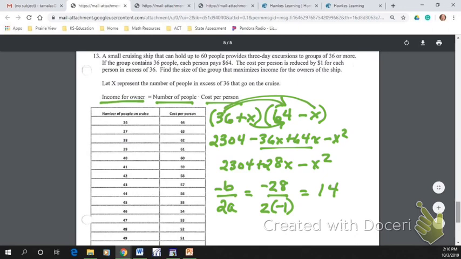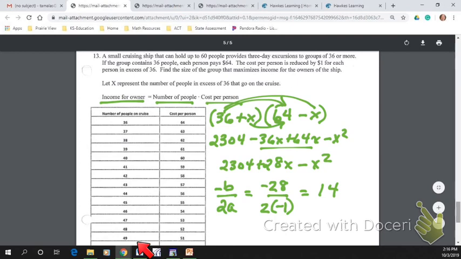Now, 14 is not the answer because they didn't ask you how many people should you add, and maybe they will. You got to pay attention to the question. This particular one says find the size of the group. Well, we started off at 36. I'm going to add 14 people, so that means the size of the group should be 50, just like you said earlier, right? Now, they may ask you, how many people should you add? If they ask you that, you give 14. If they say, what's the size of the group? You say 50. If they say, what's the maximum income for the owner? Then that would be 50 times 50, right?